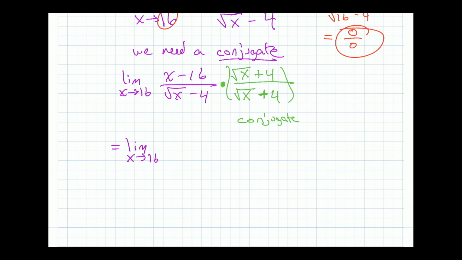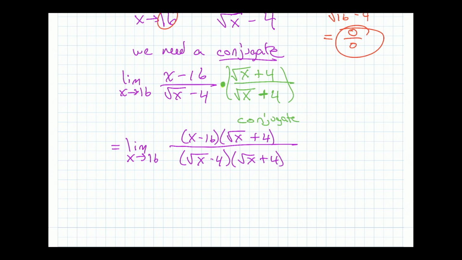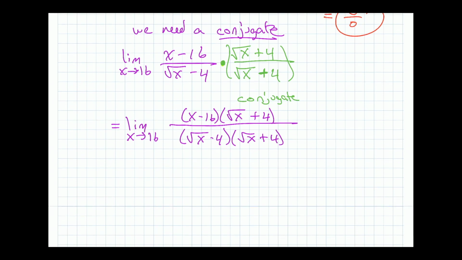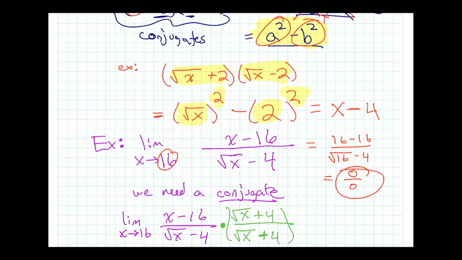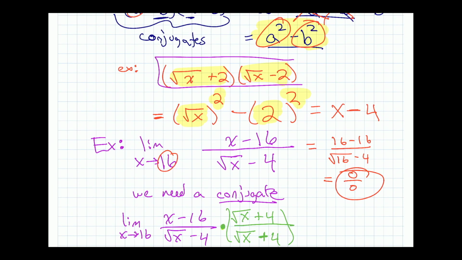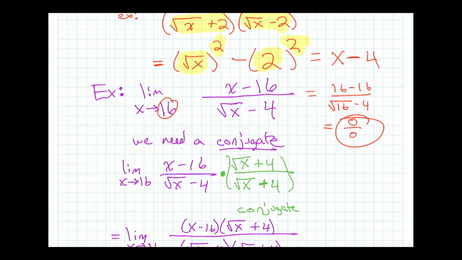Okay? So what we've got, you can write it all in one limit here. X minus 16 parentheses square root x plus 4 over square root x minus 4 square root x plus 4. Right? Write it all in one fraction. That's just basic algebra. All right, now what? Well, look back up to our conjugates here. So the idea is when you multiply conjugates like this, it ends up just a squared minus b squared. So you just want to reproduce that down where we are, a squared minus b squared.